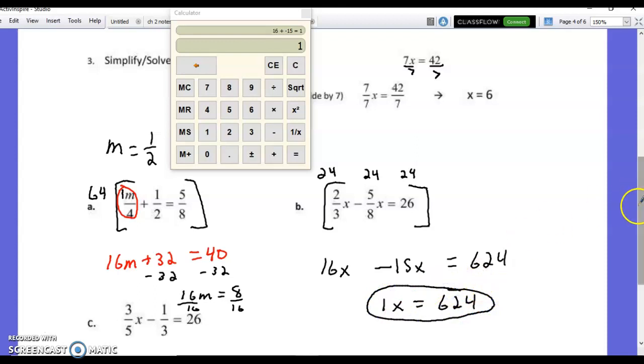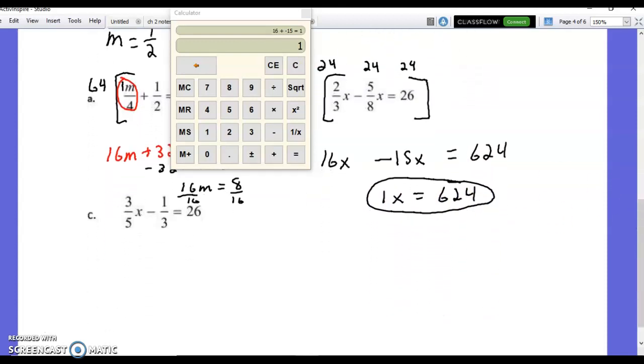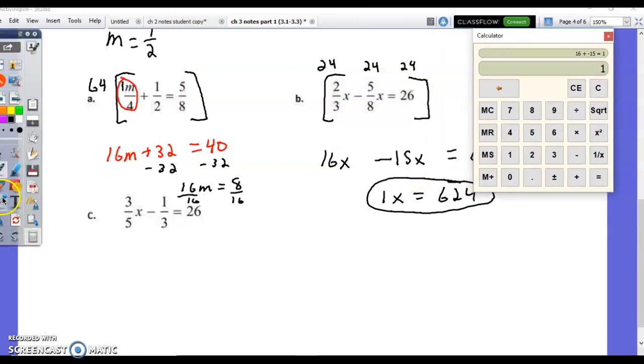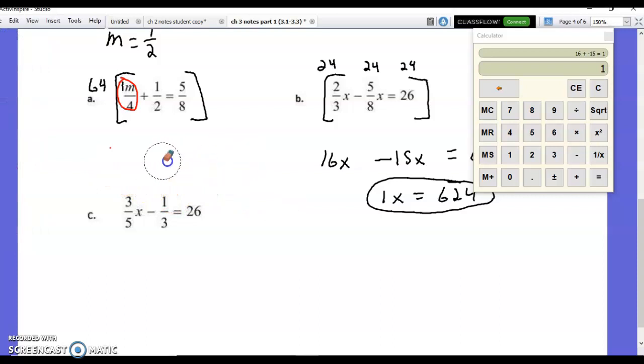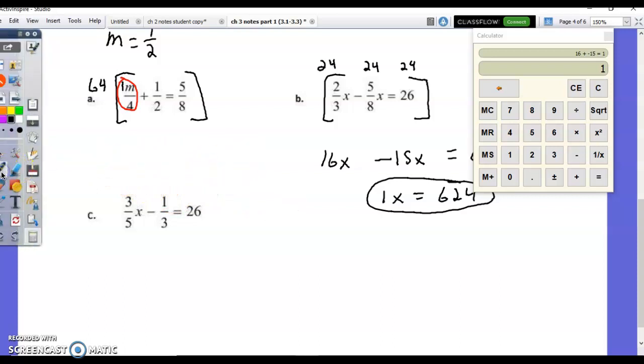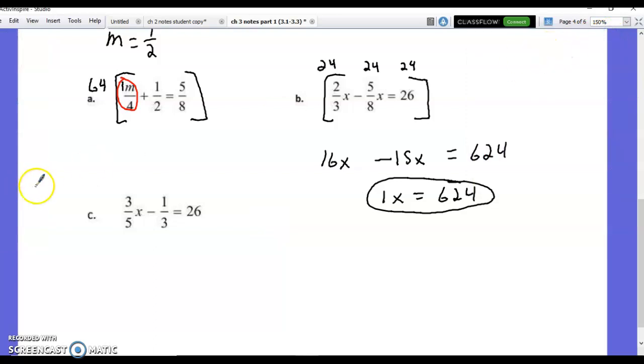All right, one more sample problem here. Go ahead and pause the video if you need to. You can try it yourself. I'm going to clear that out just so it's a little cleaner. All right, I'm going to go ahead and do it.